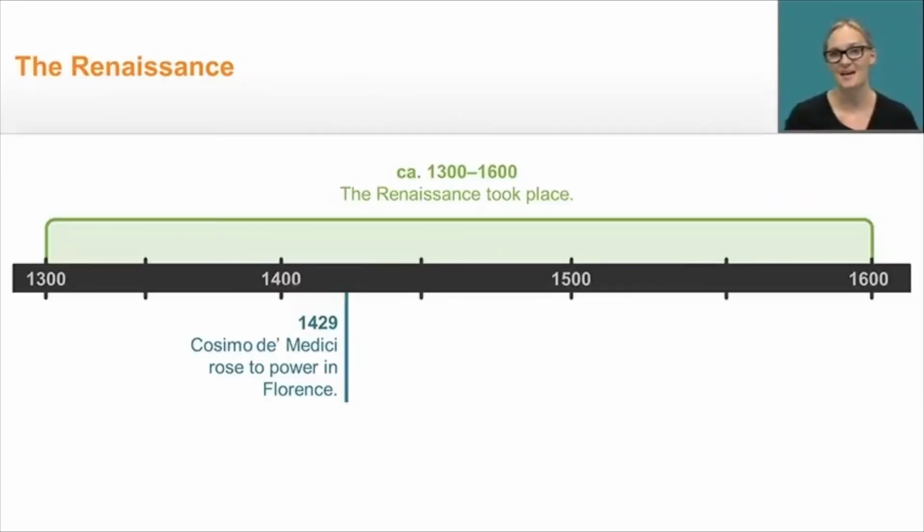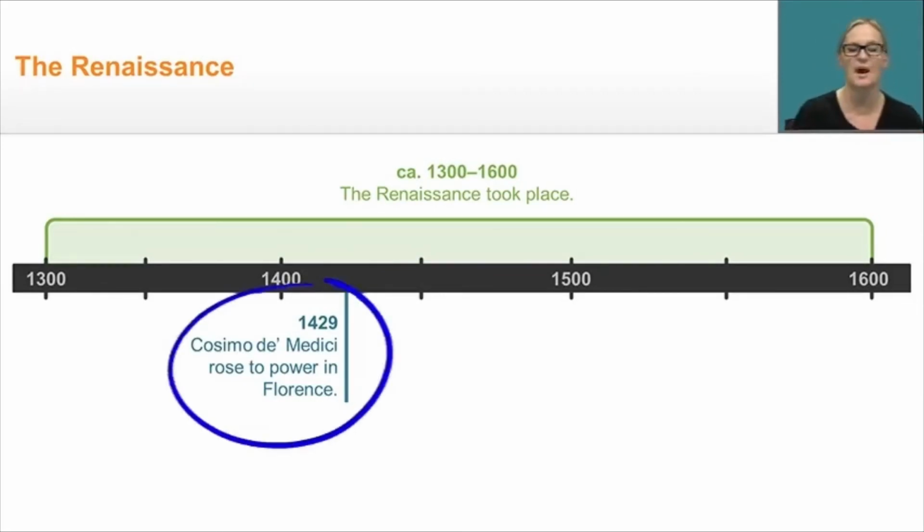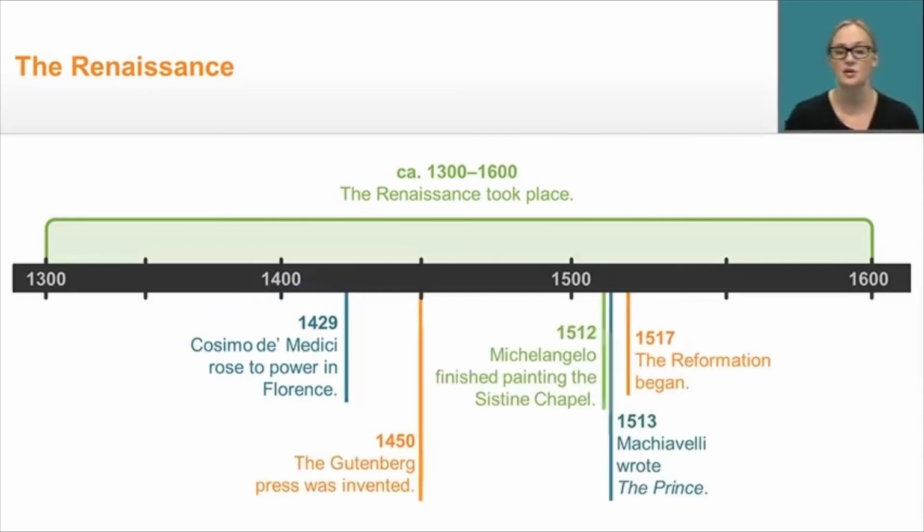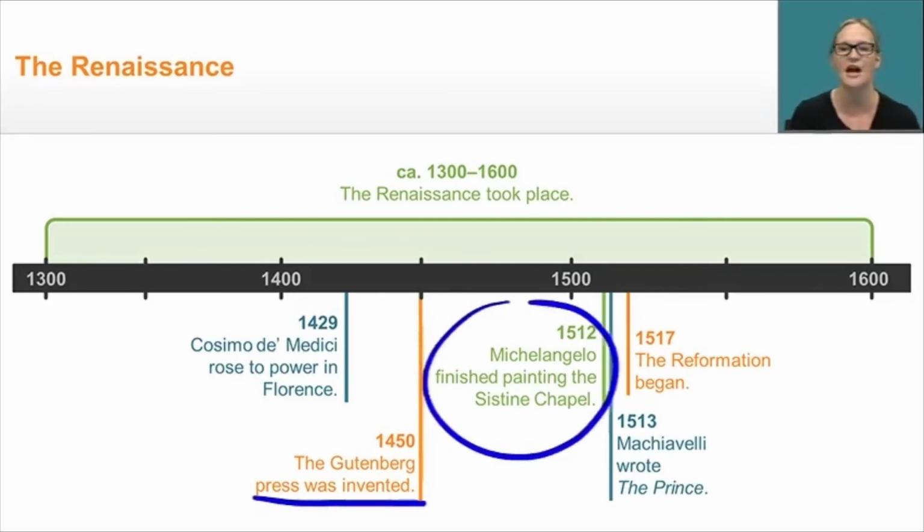When we put this on a timeline, we can really see how some of these events played out. We can see that in 1429, Cosimo de' Medici was rising to power in Florence, right in the middle of the Renaissance. Him and others like him who supported the arts led to things like the Gutenberg printing press being invented, and also Michelangelo being able to finish his painting of the Sistine Chapel, all the way up until 1517 when the Reformation officially began.